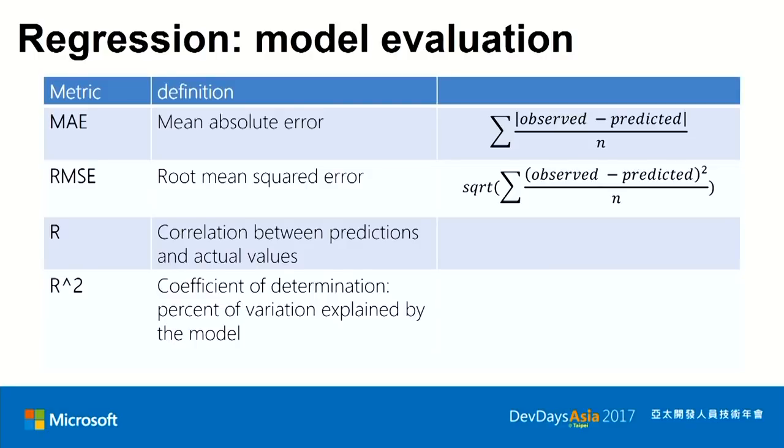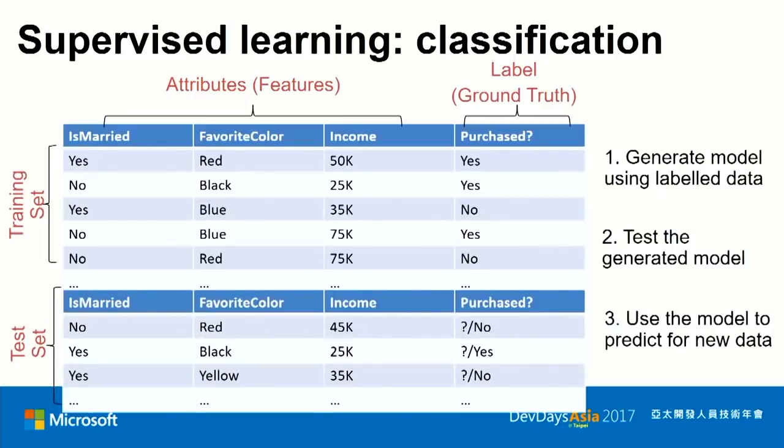And so we have different metrics. I would point you more specifically to the second row in this table. What we call the RMSE, the root mean squared error, is one of the most common metrics for evaluating a regression model. Another one is R, correlation. A high correlation means that our predictions are very highly correlated with the observations.